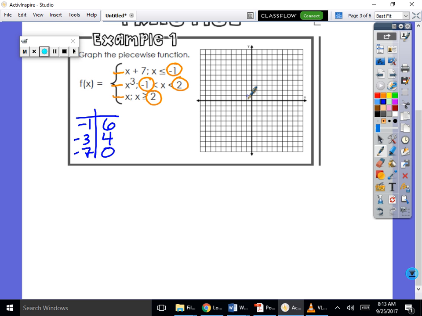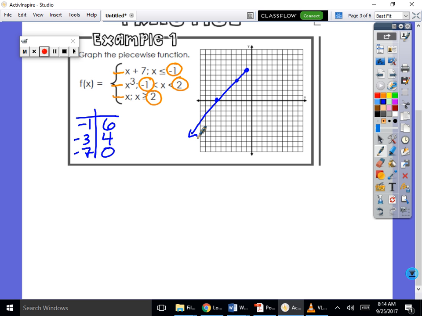Yep, correct, because it's equal to 1, 2, 3, 4, 5, 6. Closed circle. -3, 4 is here. And then -7, 0, 4, 5, 6, 7. So it's a linear function that looks like that. Anyone confused or have a question?